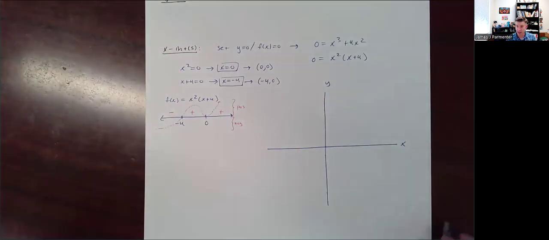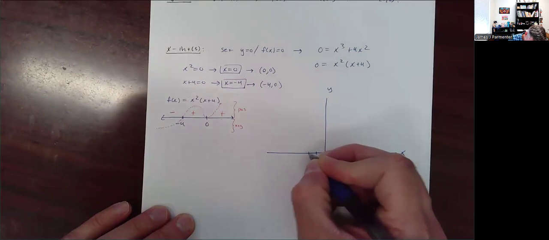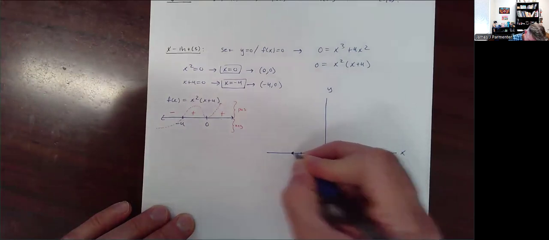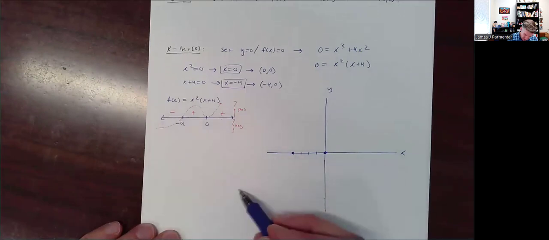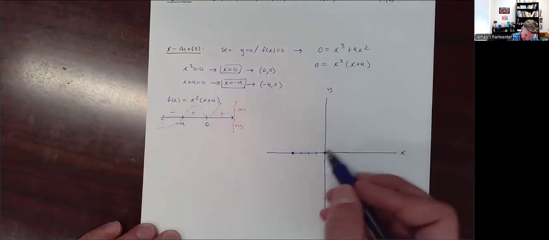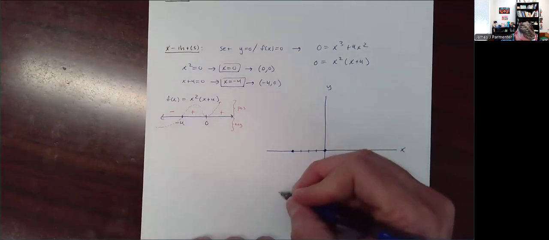So again, I'm going to draw my intercepts. So I have an intercept at 0, 0, and an intercept at negative 4, 0. And then I'm just going to kind of do this. I know that my graph is negative over here, positive between these two, and positive after I have to hit there. I don't want to make it too pointy there. The graph should be smooth. It's going to be something like this.